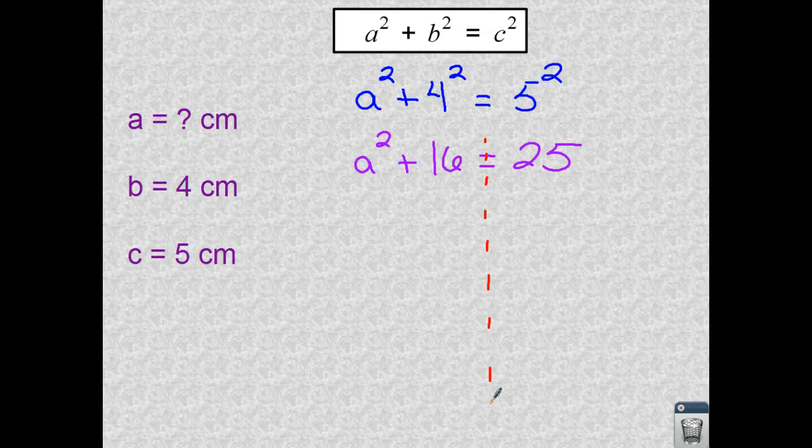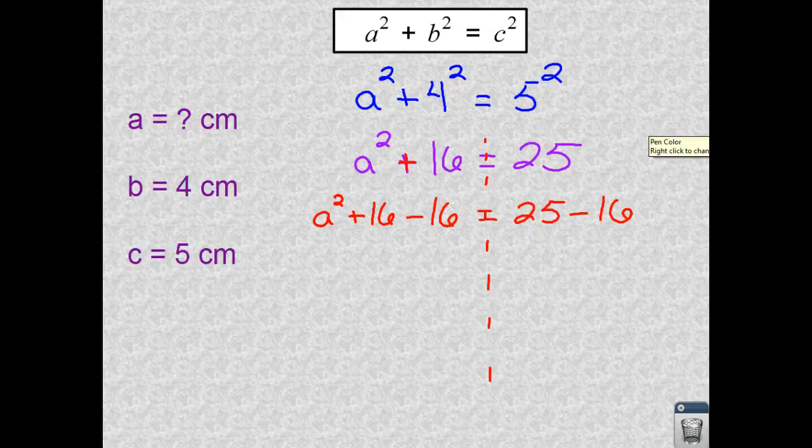If I'm solving for a squared, I need to get rid of this plus 16, and the opposite of that would be to subtract 16. So I'll do that one horizontally. Last time I did it vertically, so we have a squared plus 16. We are to subtract 16, and that is equal to 25, and we are also to subtract 16. That is nothing new. We've been doing that for a while now.